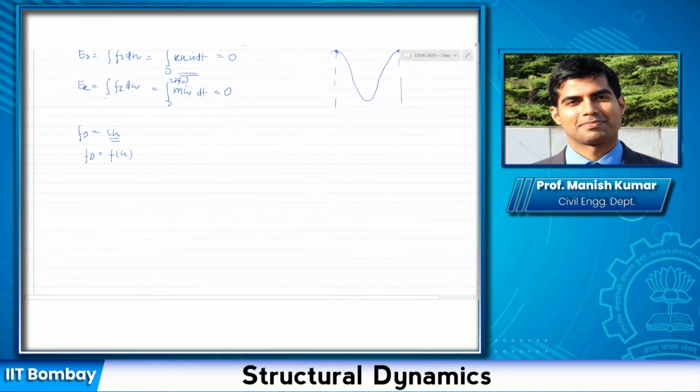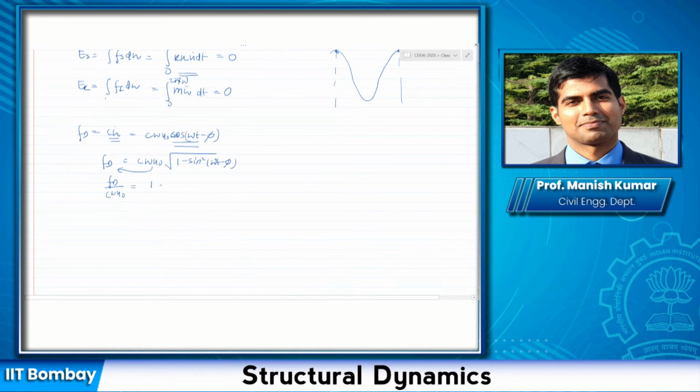If I do that, let me write u dot as C omega u naught cos of (omega t minus phi). I have differentiated the displacement once, so this would be omega u naught. So my FD is C omega u naught, and cos of (omega t minus phi) I can write as the square root of 1 minus sine squared of (omega t minus phi). And this I can write as, I will bring this term in the denominator here.